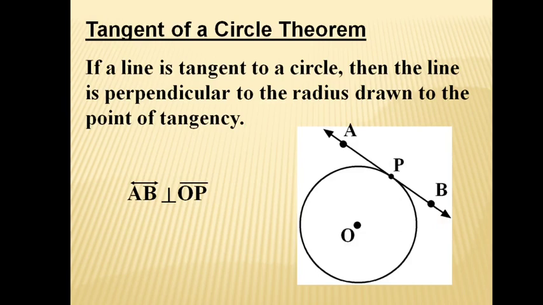In this figure, we have tangent AB and a circle with center O. Both tangent and circle meet each other at one common point, that is P. So here point P is called point of contact or point of tangency. Both are one and the same.